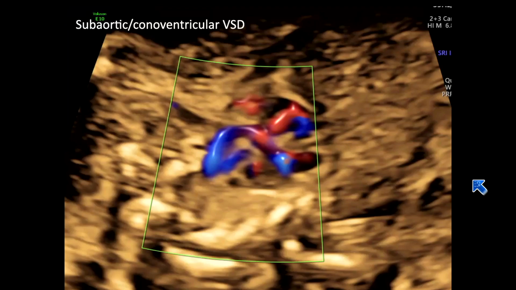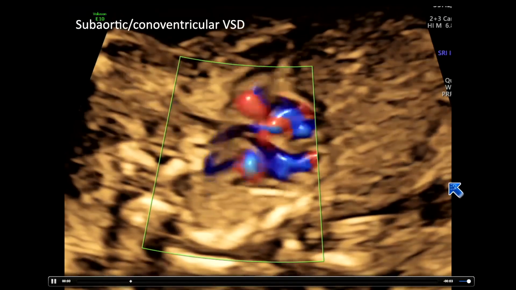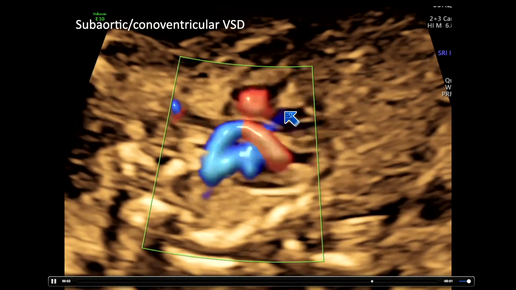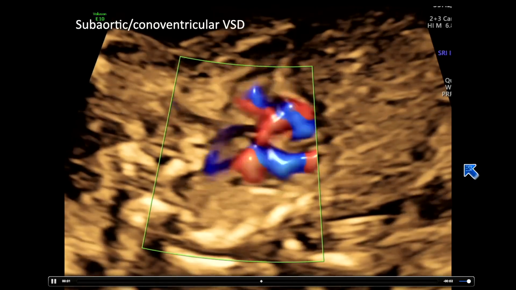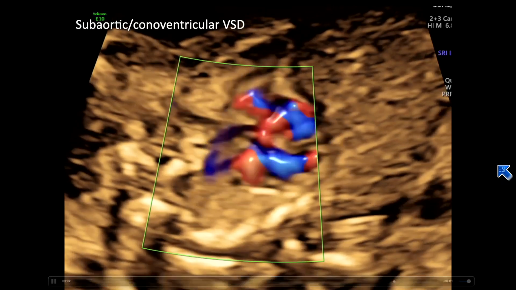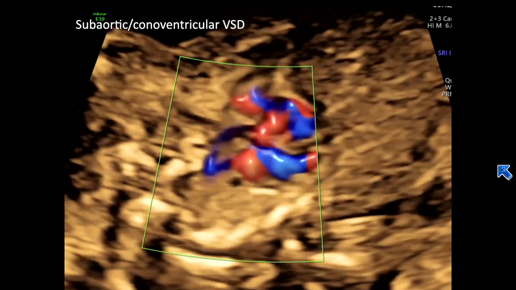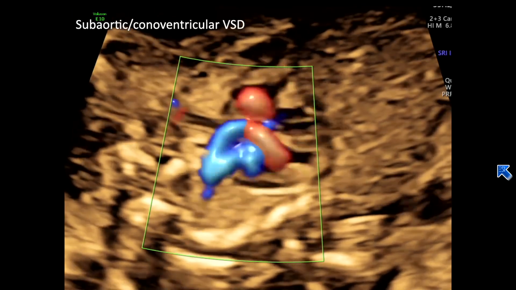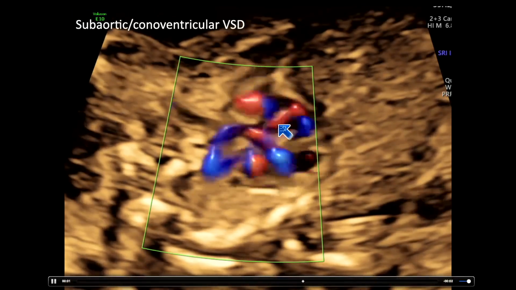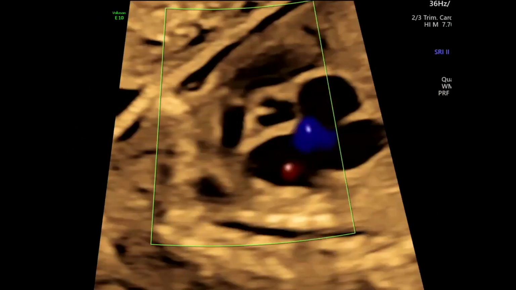Moving on to subaortic or conoventricular VSDs. This one is tricky. Why is this tricky? Because there's a huge part of you that wants to write this VSD off, thinking, oh, I think that's just part of the PA as it's coming out of the right ventricle. But how do you prove it? How do you know you're just not catching the bottom of the pulmonary artery instead of really seeing a bit of a conoventricular or subaortic VSD?